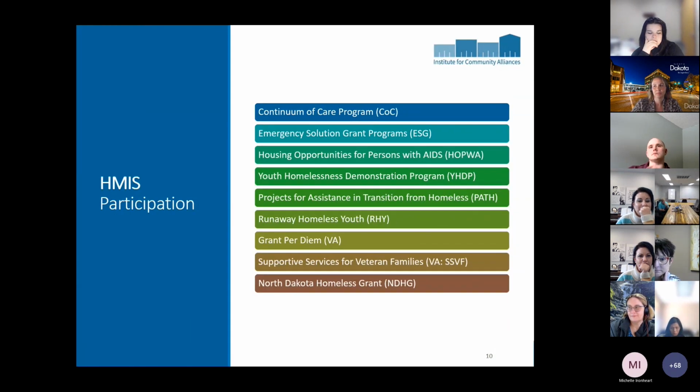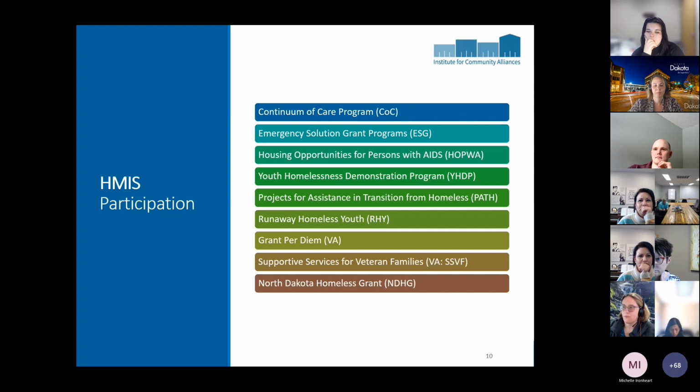Okay, so these are just some participating programs. Chanel went through this in her slide too. All of these programs are required to enter data into HMIS. You have all your federal programs, which are HUD programs from the COC, ESG, HOPWA, YHDP, PATH.